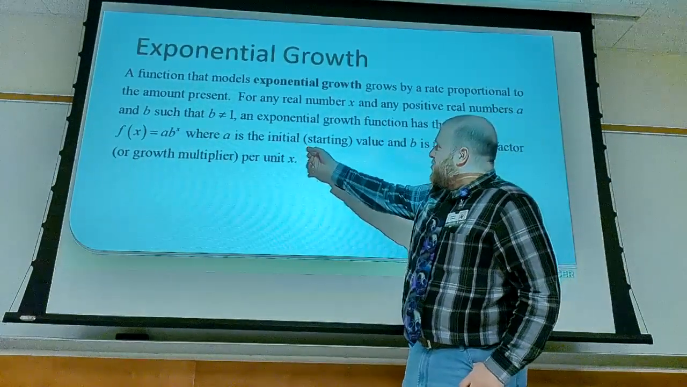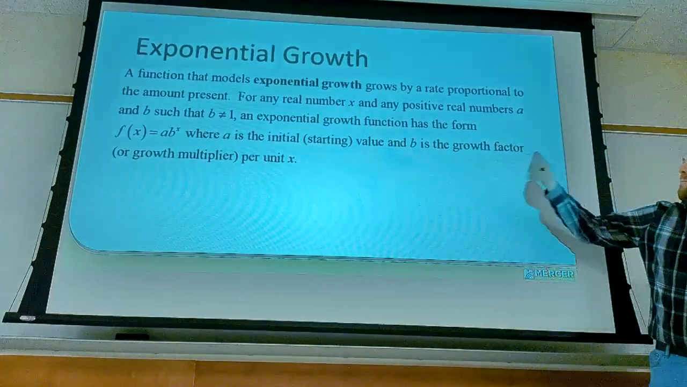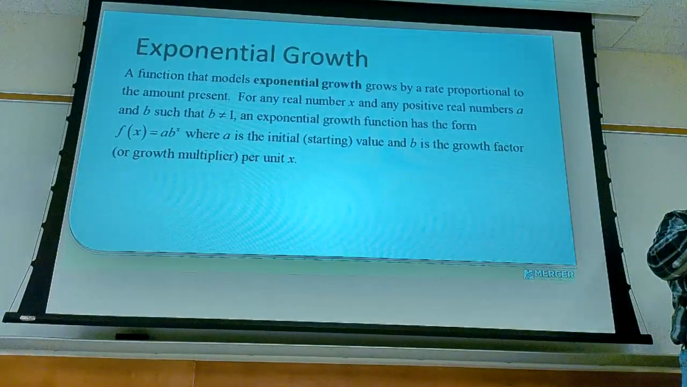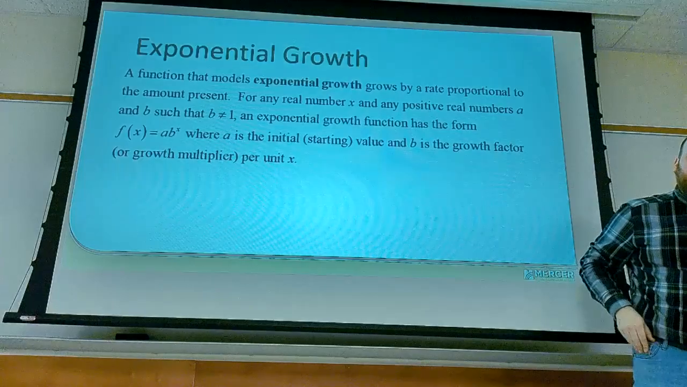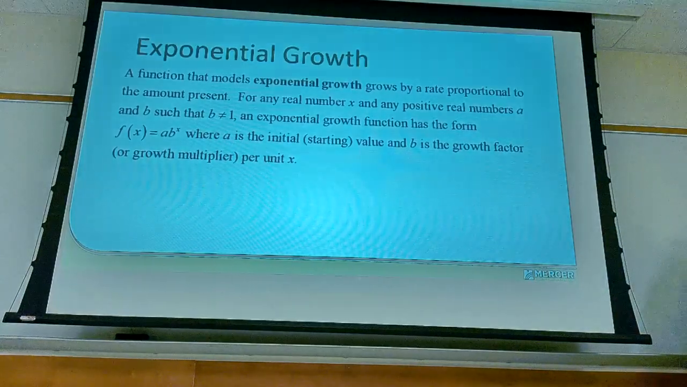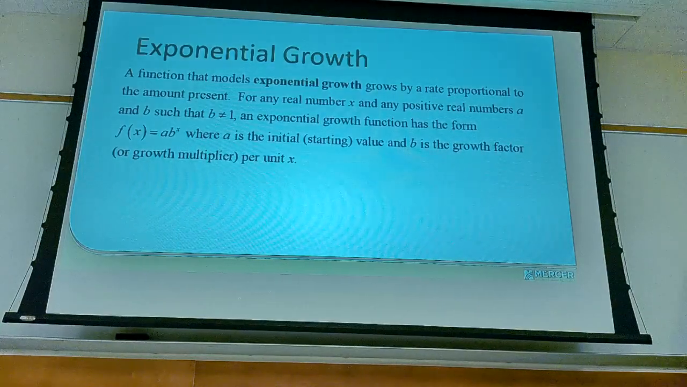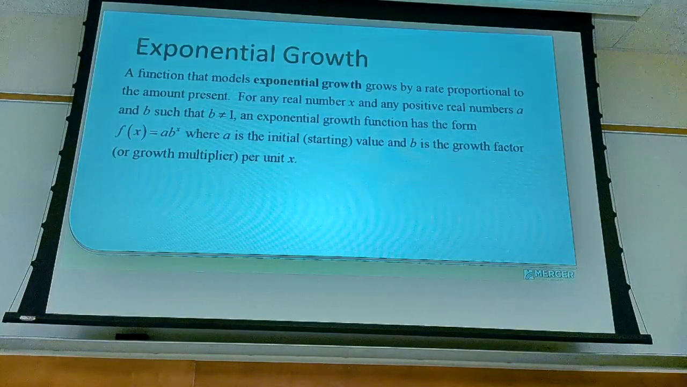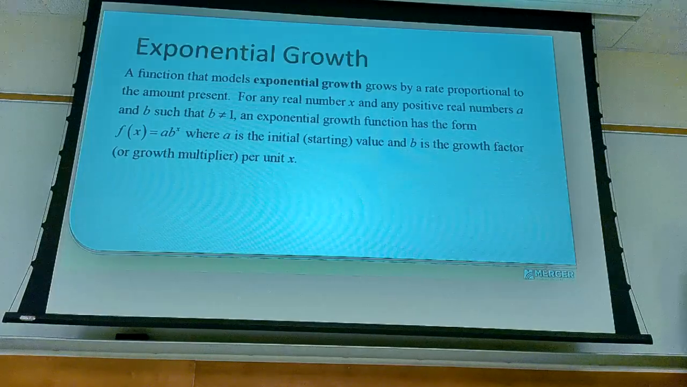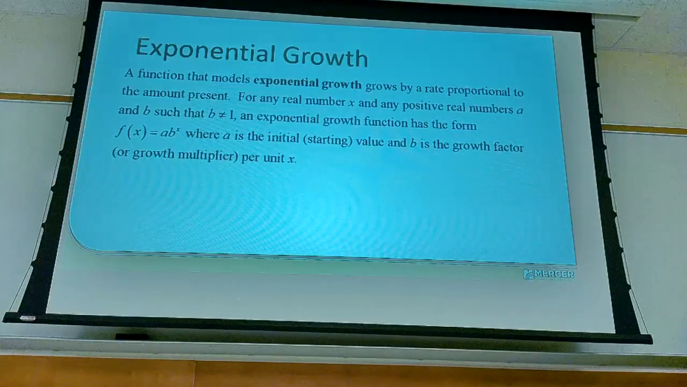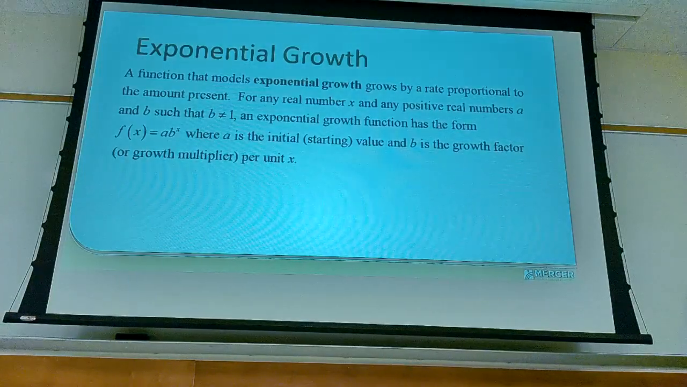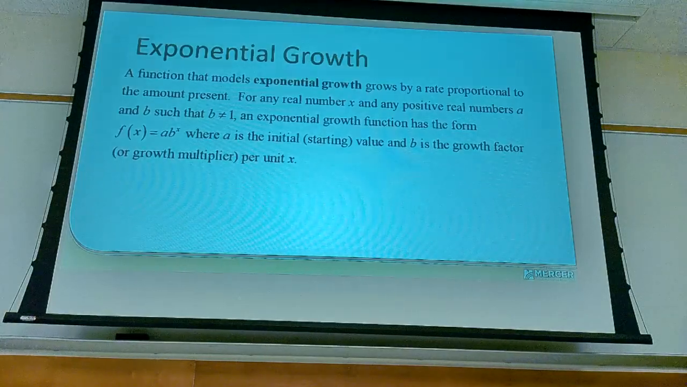Where a is your initial starting value, b is the growth factor or the growth multiplier per unit of x. A lot of things follow exponential growth. Population growth is generally an exponential growth function. That also includes, if you're doing biology, bacterial colonies. That's generally an exponential growth factor.